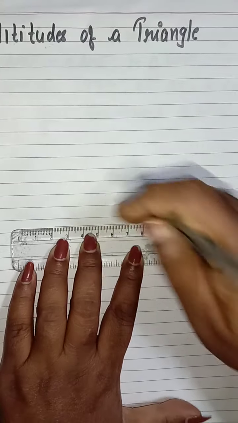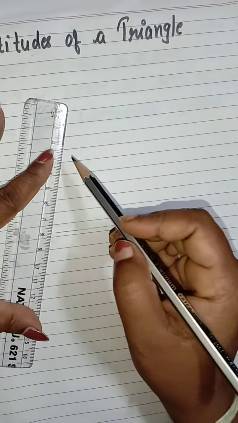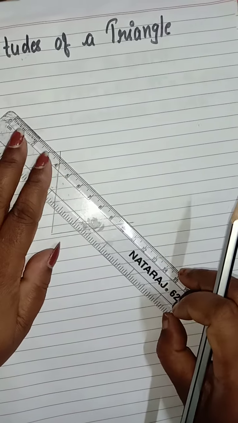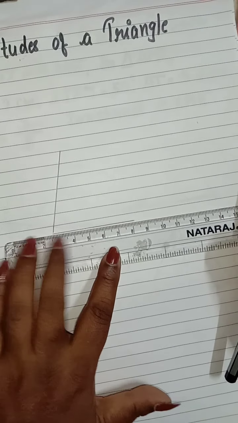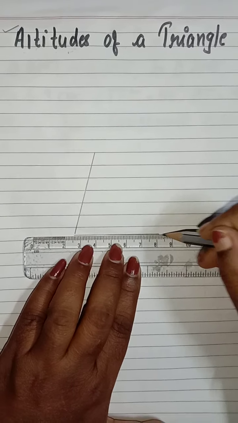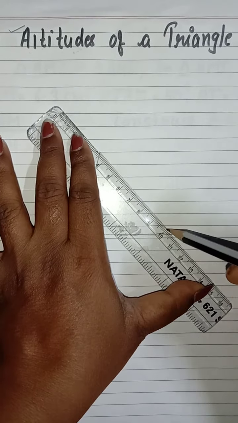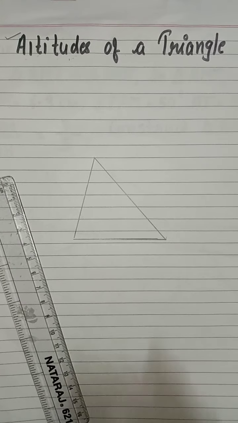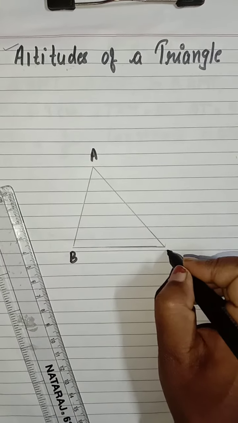You can take an acute angle triangle or an obtuse angle triangle, whatever you want. I am constructing an acute angle triangle. In an acute angle triangle, all three angles are less than 90 degrees. And I will give the names also. Suppose the name of the triangle is here A, here B, and here C.